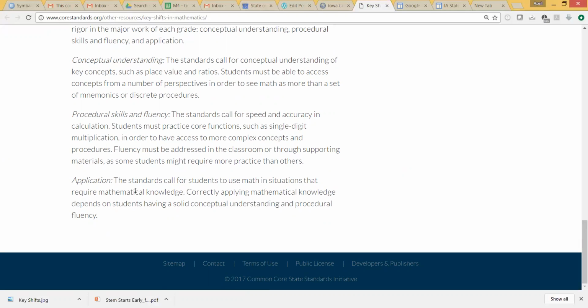So in future webcasts and blogs, we'll dig deeper into this, but for right now, we wanted to give a good overview, and that will help us to frame our instruction as we go forward.